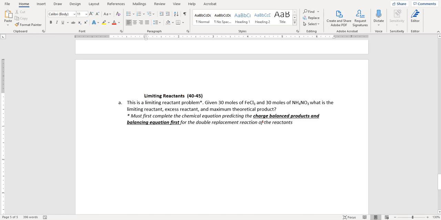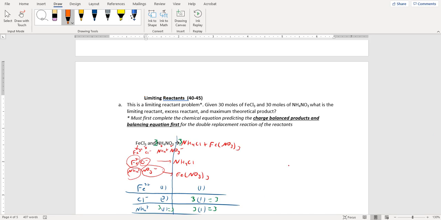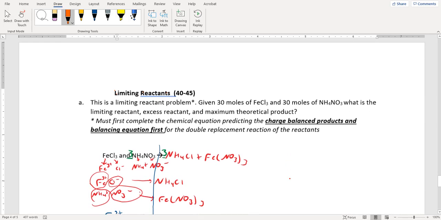So in this problem, you have to go ahead and take the starting reactants and figure out what the charge balanced products are and balance the equation. You'll notice I'm using the same starting reactants that I used from previous examples in the outline, just to give you an idea of how things work, since you've already been practicing this. So I go ahead and I predict the charge balanced product, which is what you see in red pen.